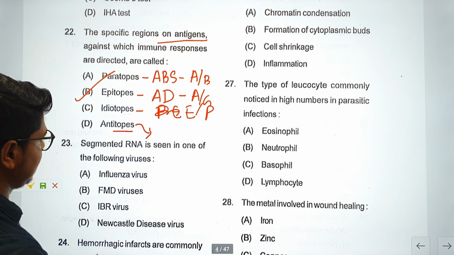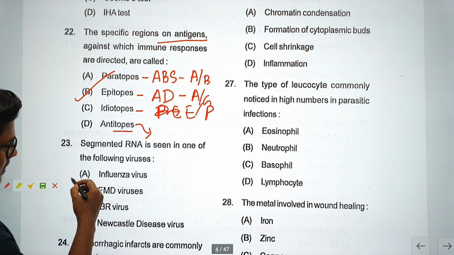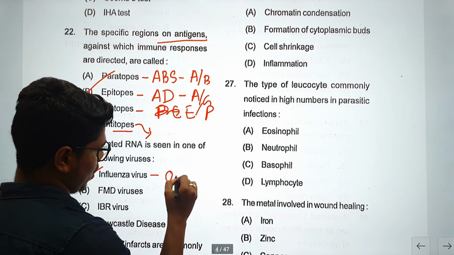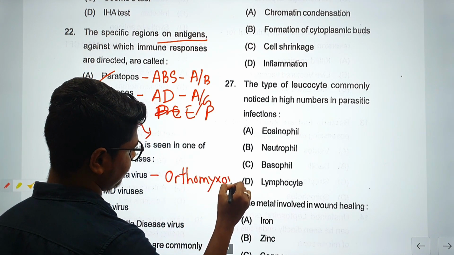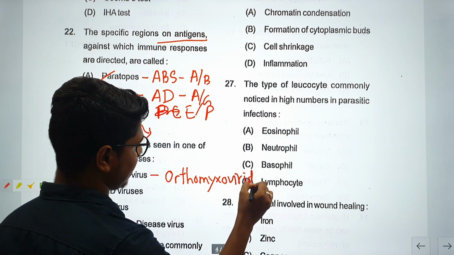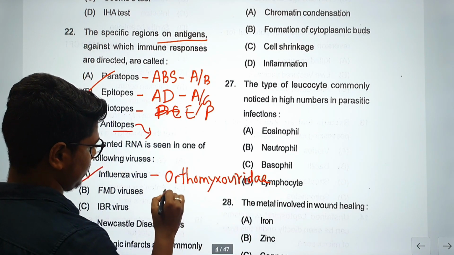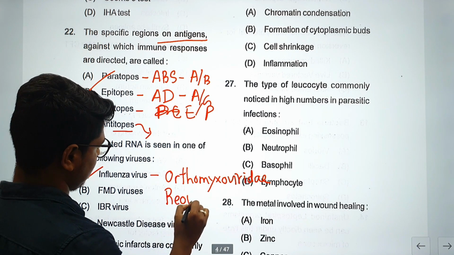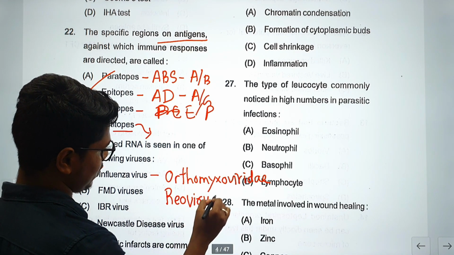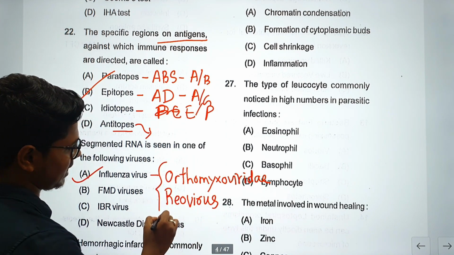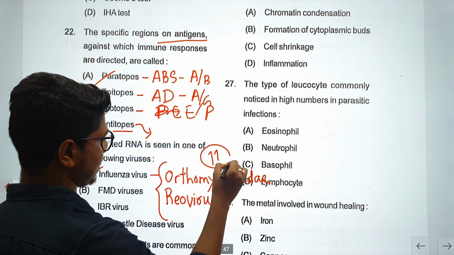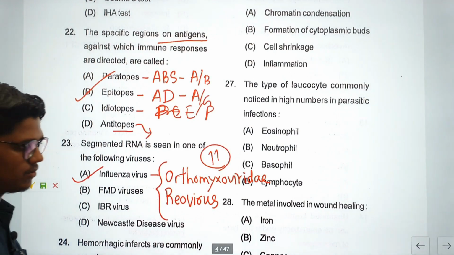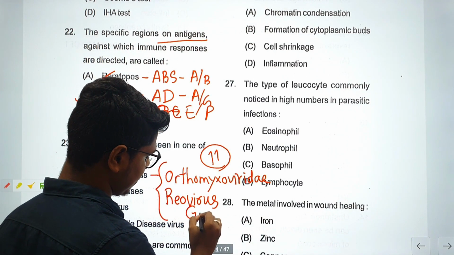Segmented RNA is seen in one of the following viruses. Influenza viruses, they belong to the group Orthomyxoviridae. There is another family of veterinary importance which has segmented RNA, Reovirus or Reoviridae. If someone asks how many families there are, 11 families contain segmented RNA. They have a feature which is known as genetic assortment.